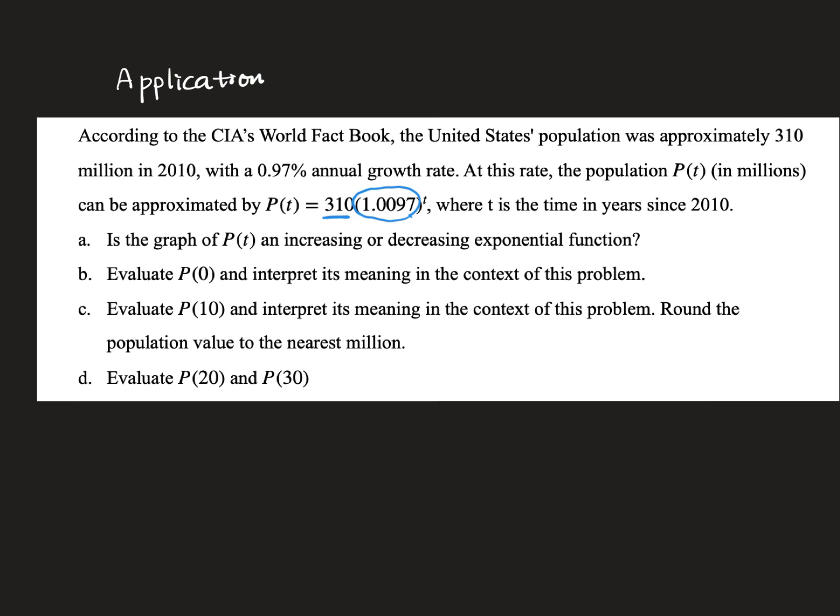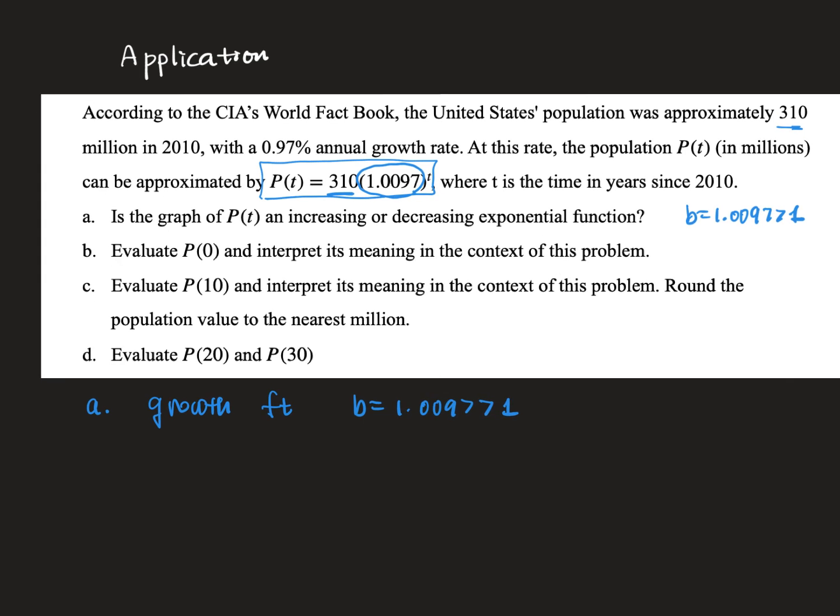If you read correctly, guys, the United States population in 2010 approximates 310 million, and it's increasing at about 0.97 percent, that's a growth function. So we have approximated this function. When you see this function, you notice it's the growth function. The b value is 1.0097, which is greater than 1, so it's a growth function. The first answer is the graph of P of t: increasing or decreasing exponential function? Of course, that's growth. Why? The b value 1.0097 is greater than 1. That's a growth function.